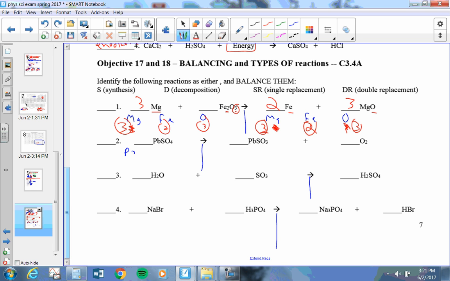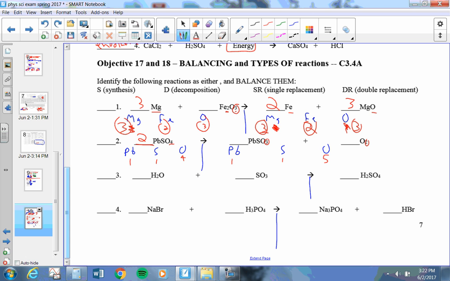Next one's Pb's, S's, and O's versus Pb's, S's, and O's. Hey, they go in the same order on that side. 1 of those, 1 of those, and 4 of those. I see 1 of those, and 3 plus 2 is 5. So there's no real perfect way of fixing this, but one thing I can tell you for sure, you can't start with 4 oxygens and end up with 5. So we must have started with more of these things than just 1. Next higher number is 2.